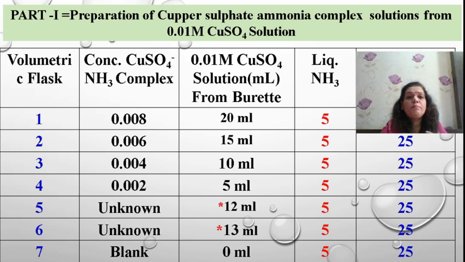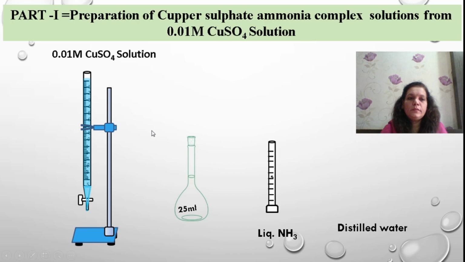Now we'll see how I can prepare this copper sulfate ammonia solution. This is part 1, that is, we need to prepare the copper sulfate ammonia complex solutions of different concentration. What we need? We need 0.01 molar copper sulfate solution, which has been taken in a burette. This burette is filled with 0.01 molar copper sulfate solution. We need a volumetric flask of 25 ml because we need to make up the volume up to 25 ml. We need to add a constant volume of liquor ammonia. We are going to use either a micropipette or you can utilize a cylinder, and further the volume is made up with distilled water.